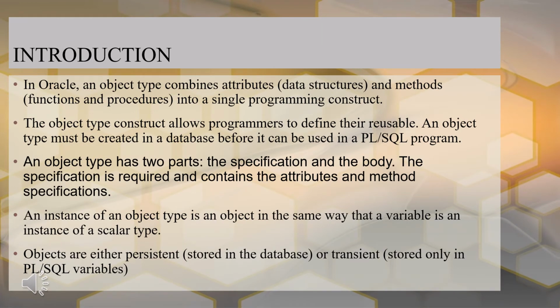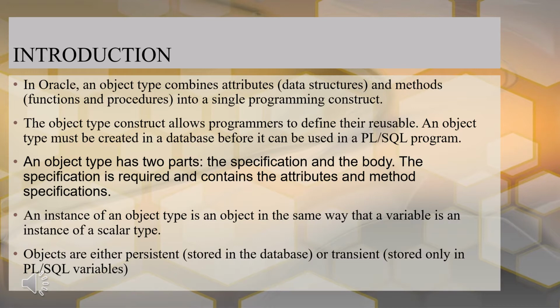In Oracle, an object type basically combines attributes and methods into a single programming structure. It is just like classes in any other programming language. Basically, it consists of three things in a structured way, which are declaration, executable, and exception handling.